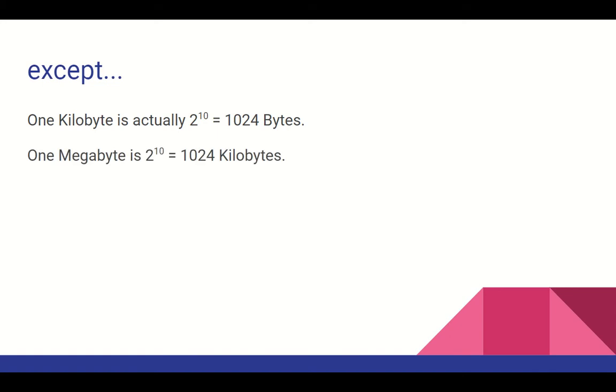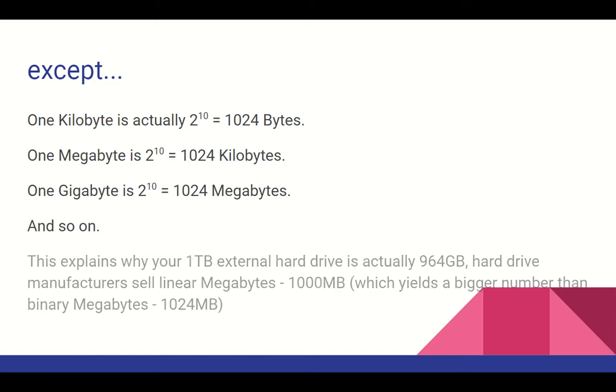And therefore, 1 megabyte is 1,024 kilobytes. Now, there's a point coming to this. A gigabyte is 1,024 megabytes. A terabyte is 1,024 gigabytes. And this explains why your 1 terabyte external hard drive. Who's got a 1 terabyte external hard drive? I'm sure most of you do. It's 964 gigabytes. The computer reads it as 964 gigabytes. Where do 36 gigabytes go? There. You get sold a lie.